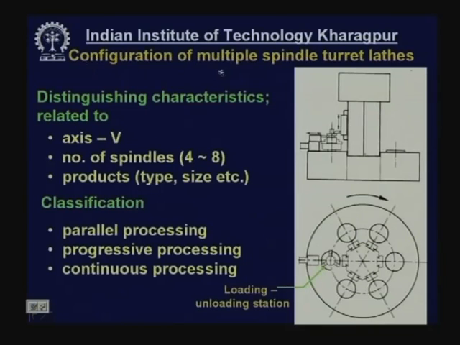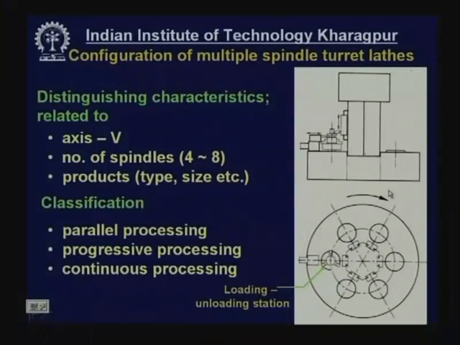Now, configuration of multi-spindle turret lathes. Distinguishing characteristics of such lathes are related to the axis. The axis of such a lathe will always be vertical. Why vertical? If it is vertical, it occupies less floor space. Secondly, it takes advantage of gravity. And third, loading and unloading of the job is more convenient if the axis of such a large machine tool is vertical. The number of spindles will vary from 4 to 8.